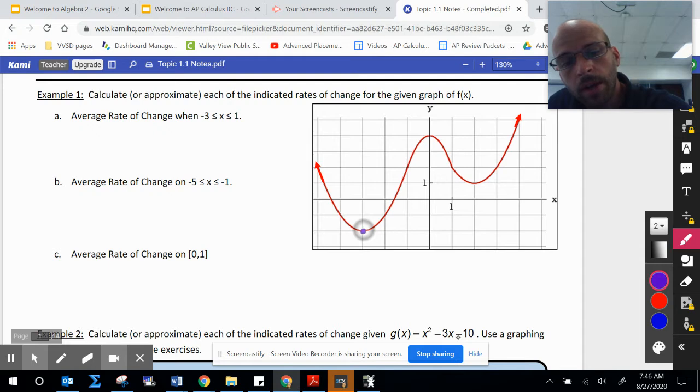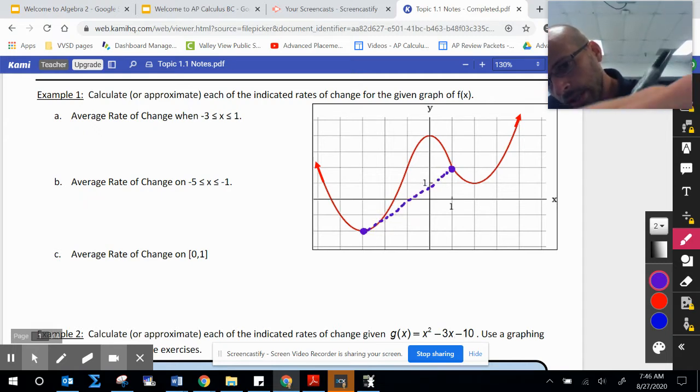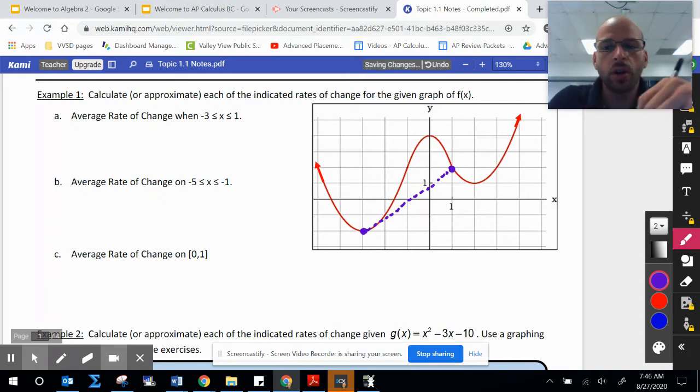So at -3, I'm here. At 1, I'm here. I'm going to draw a little secant line between those 2 points, okay? And I want that slope. Now, you could probably get the rate of change of that secant line just by visually looking at it, but I'm going to do it algebraically just so you can see the calculation.